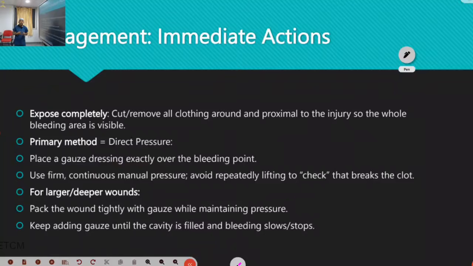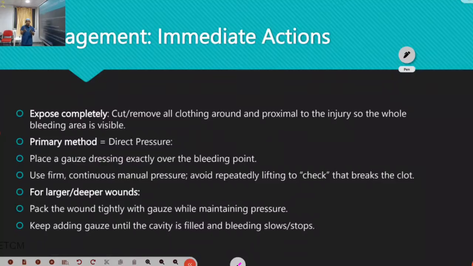Coming to larger or deeper wounds, it won't be so possible to stop the bleeding using just external pressure or the compression technique. So, instead, what we can use is wound packing. In the area where there is a deep wound or laceration, we take sterile gauze pieces and pack that site with them while maintaining pressure. Keep adding gauze until the cavity is filled and the bleeding slows or stops.